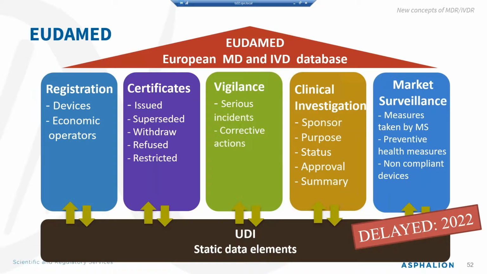Okay. Then certificates will have to be issued here in this database. Vigilance activities will be performed, obviously, within this database, and notifications will be received here. Incidents will have to be notified here. Clinical investigation information will be available here as well in EUDAMED. You will be able to see the sponsor and the status of this clinical investigation. Let's remember that clinical investigation is equivalent to clinical trials in medicinal products. Okay. And you will also be able to perform market surveillance here.